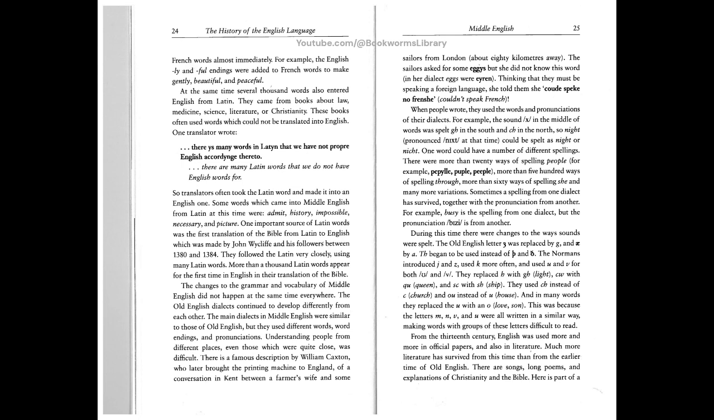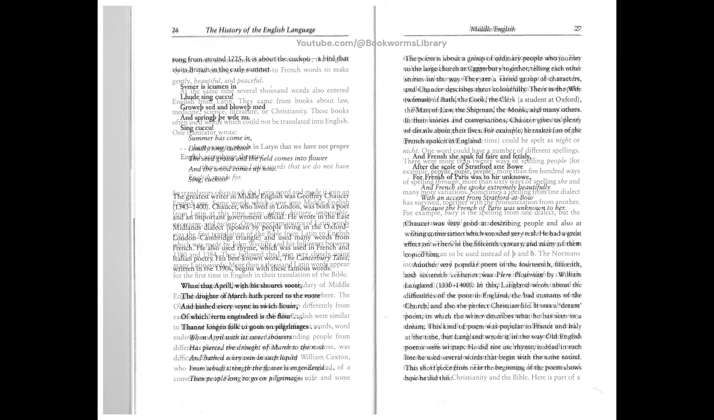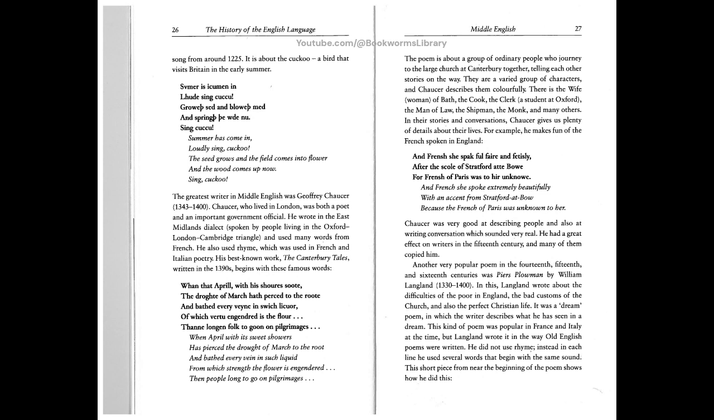From the 13th century, English was used more and more in official papers, and also in literature. Much more literature has survived from this time than from the earlier time of Old English. There are songs, long poems, and explanations of Christianity and the Bible. Here is part of a song from around 1225. It is about the cuckoo, a bird that visits Britain in the early summer.